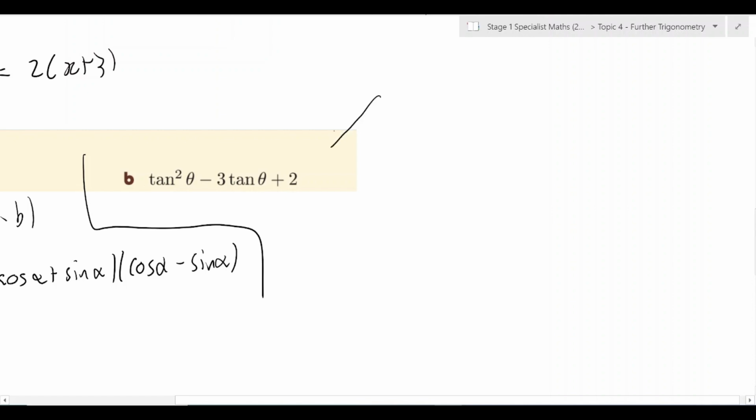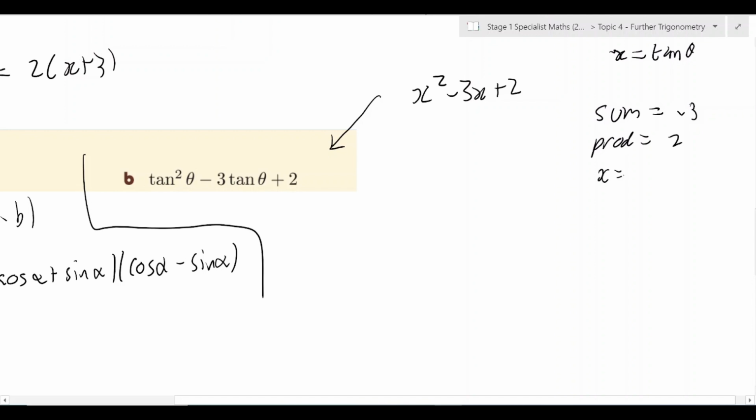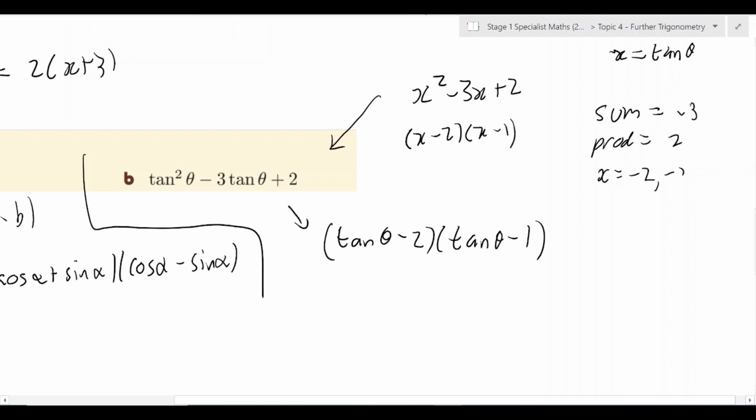Next one we got here looks to be a quadratic in tan. So if I rewrote this equation as x squared take 3x plus 2, so you just imagine x is tan of theta, you'd know how to factorize this if you are comfortable with sum and product. Sum is minus 3, product is 2. So minus 2 and minus 1 would work. So you get x take 2, x take 1, just like that. So the factorized version is tan of theta take 2, and tan of theta take 1. That's your factorized version there.